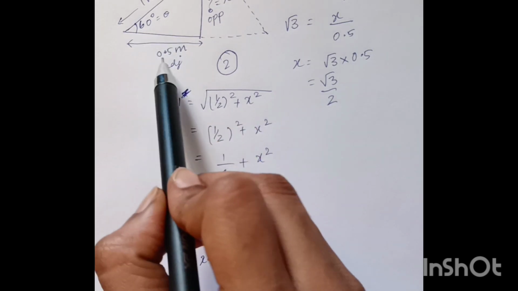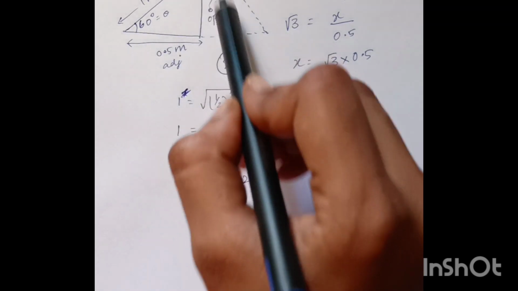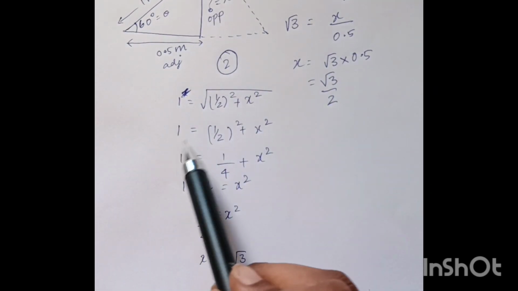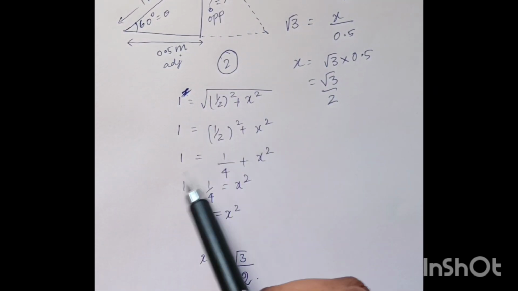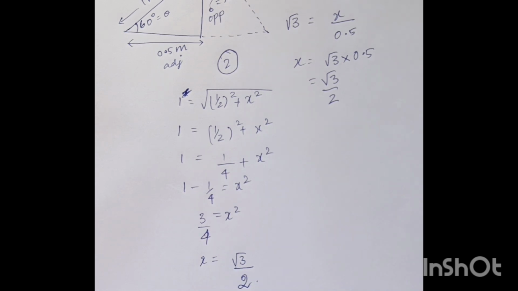So that will be 0.5, so (1/2) square plus x square, that is another side. So 1 is equal to (1/2) square plus x square. On solving we again get x is equal to root 3 by 2. So by using both ways you can get the answer.